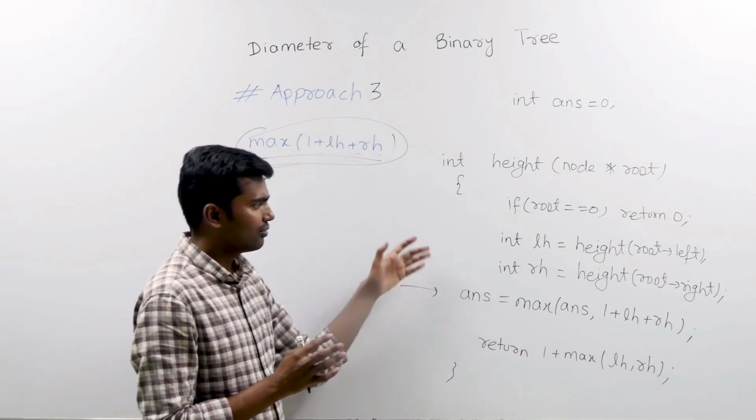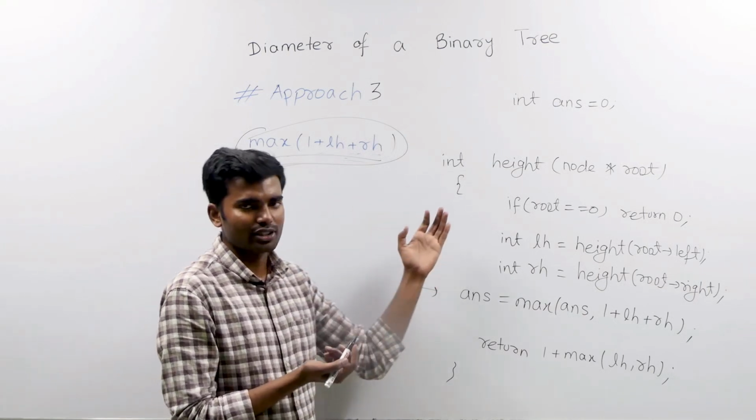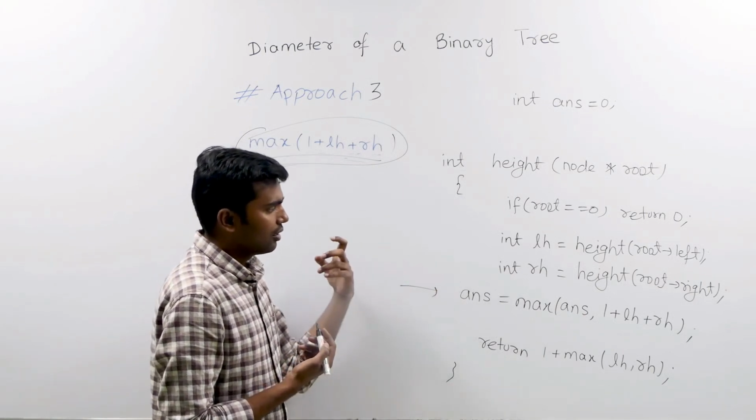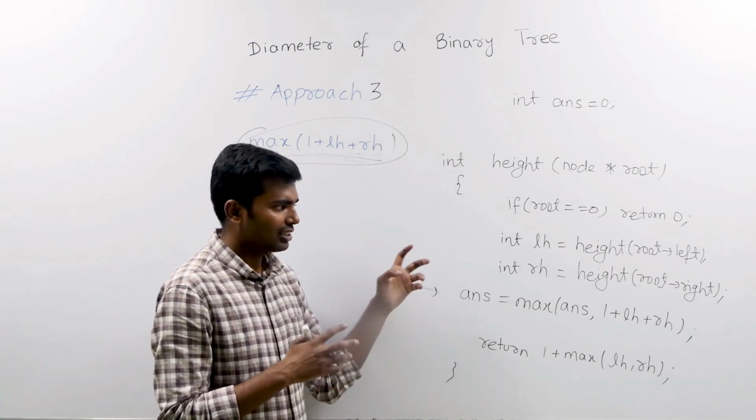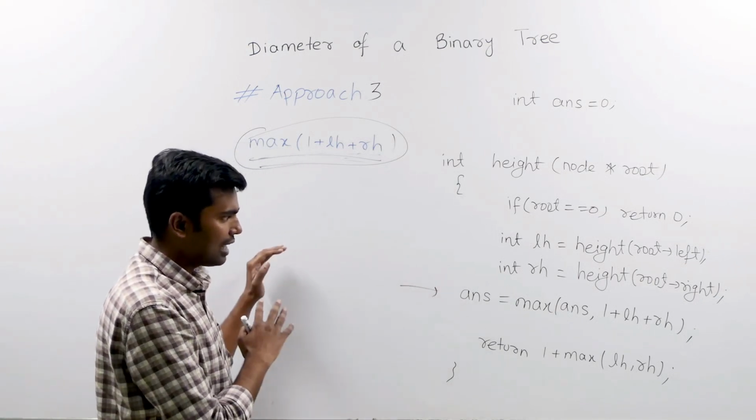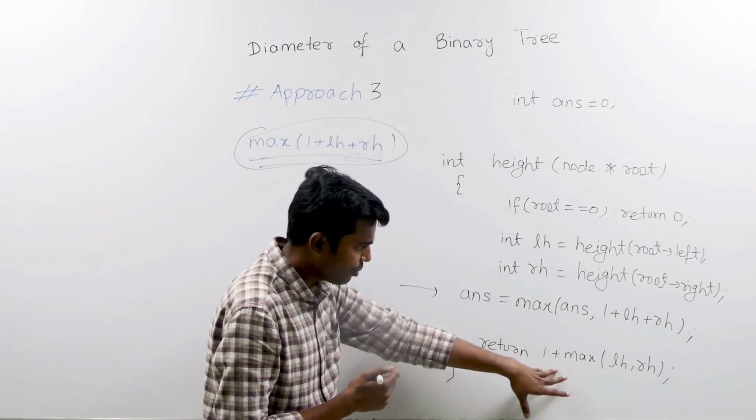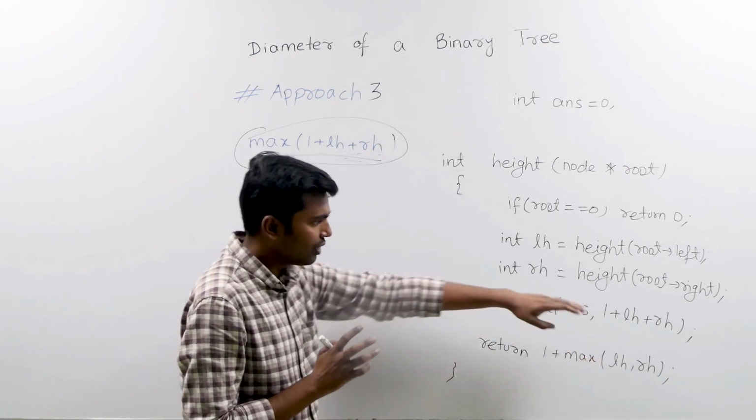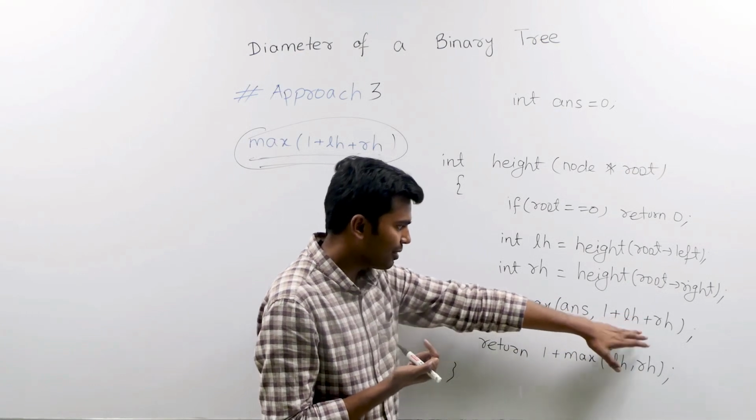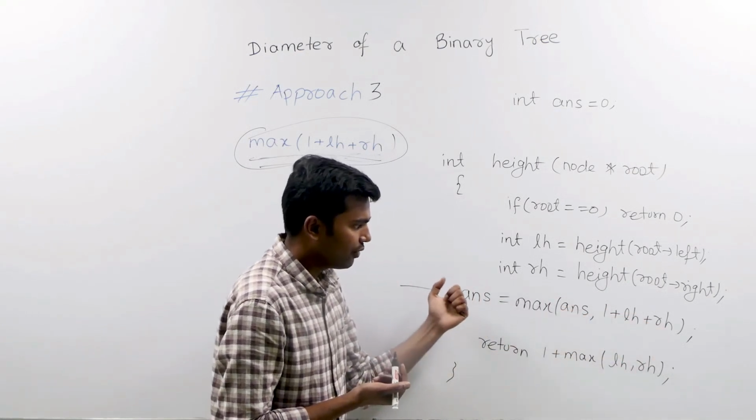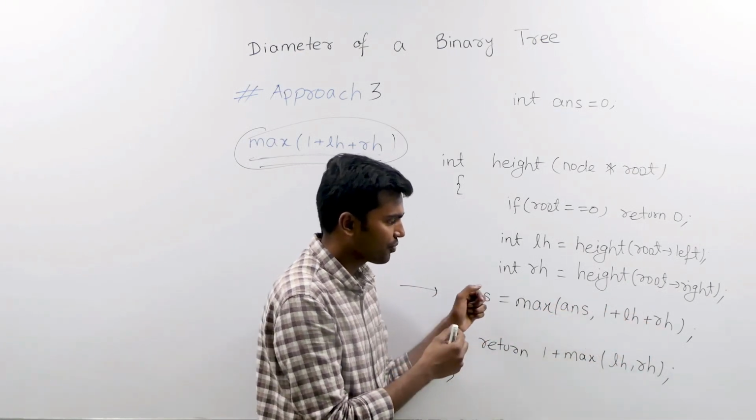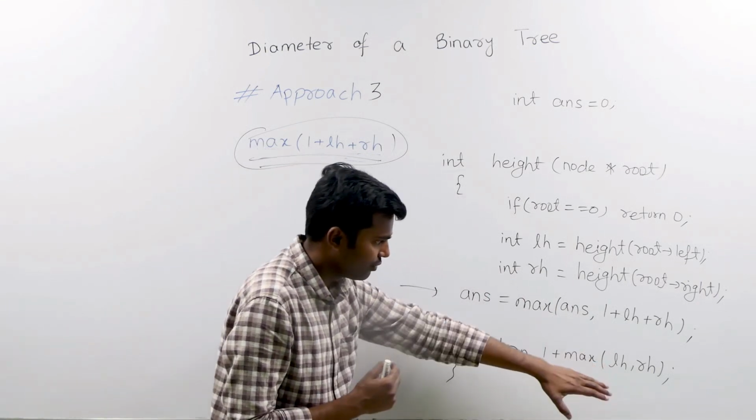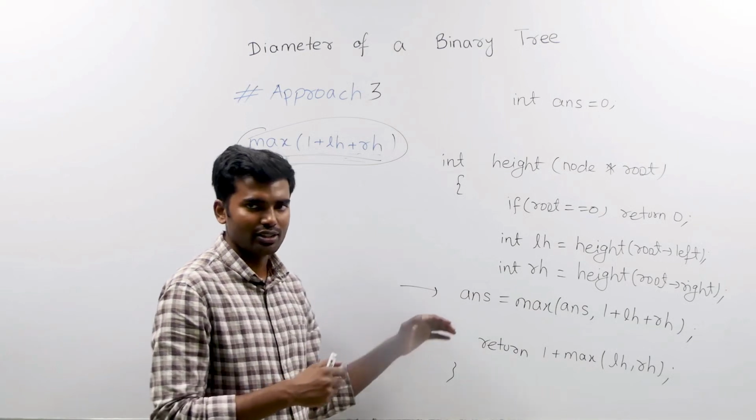So this is a very simple function. This is the height function, and we are just adding this extra line which will calculate the length of diameter for that node. So the difference between height and diameter is the height is 1 plus max of LH or RH, but the diameter is 1 plus left height plus right height. I mean, here we are taking both the heights, right? But here we are just taking one of the left height or right height.